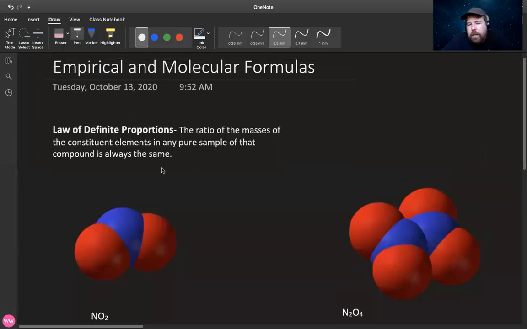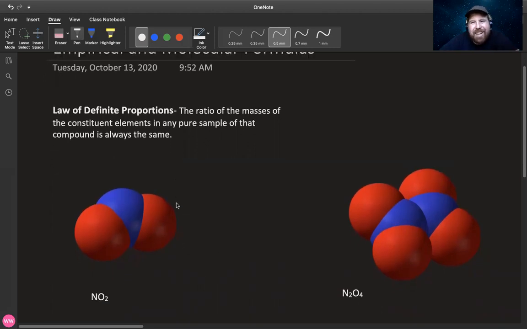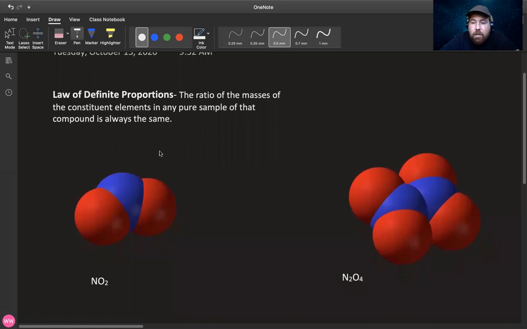Today, we're going to look first at the law of definite proportions and show why it's important to understand for the empirical and molecular formula. Remember that the law of definite proportions says that the ratio of the masses of the constituent elements in any pure sample of that compound is always the same. What this means is that if we're looking at a pure substance, the percentage of the elements in that compound should be constant.